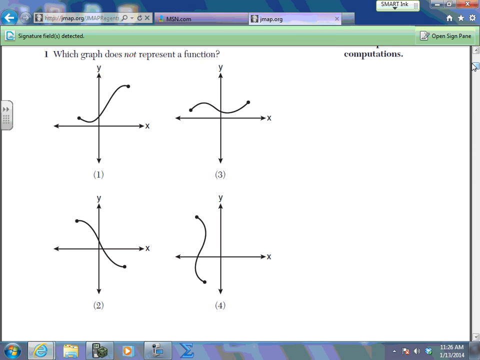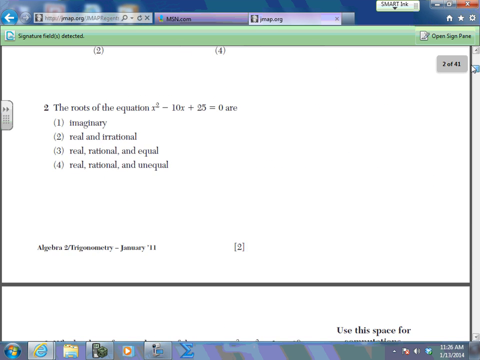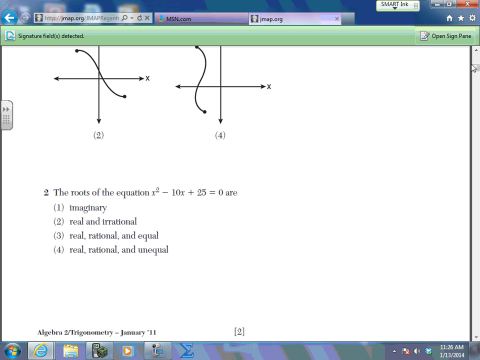Okay. In the next one, it talks about the roots of the equation. They want to know, are they imaginary? Are they real and rational? Are they real, rational, and equal? Then this one would bounce off the axis. Now, you can graph this in your y equals and take a look at your roots. When you graph this, you can even use the fact, does it bounce off? If it bounces off the x-axis, it's only going to touch the x-axis once.